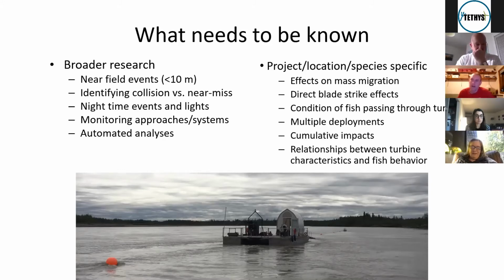And we have a better idea of what happens at farther distances, such as 100 or 50 meters, than we do when fish get very close to turbines. And a lot of that's because we don't have a lot of high resolution data, such as optical cameras of behavior in the near field of the turbine. Related to near field events is identifying collision versus near miss. And so for fish that actually enter a turbine, and the turbine is spinning, does the blade actually push the fish out of the way, or does it actually strike the fish? And so we don't have a good idea about whether fish that enter turbines have a near miss or whether they're actually getting struck by blades. And again, this is related to lack of high resolution imagery when fish are within a turbine.